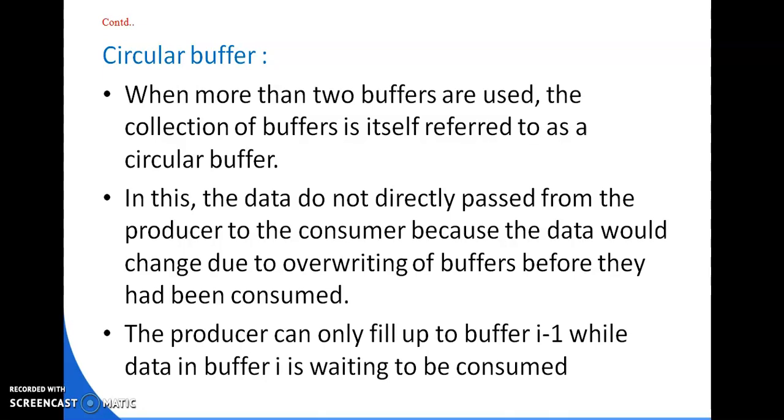When more than two buffers are used, the collection of buffers is itself referred to as a circular buffer. In this, the data do not directly pass from the producer to the consumer because the data would change due to overwriting of buffers before they had been consumed. The producer can only fill up the buffer while the data in buffer i is waiting to be consumed. That is the circular buffer.